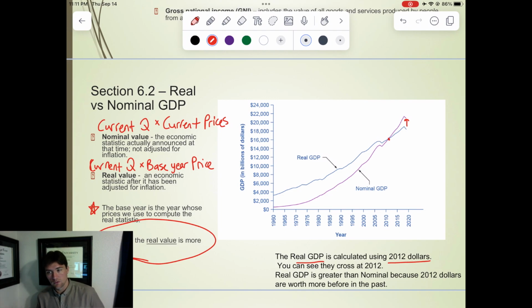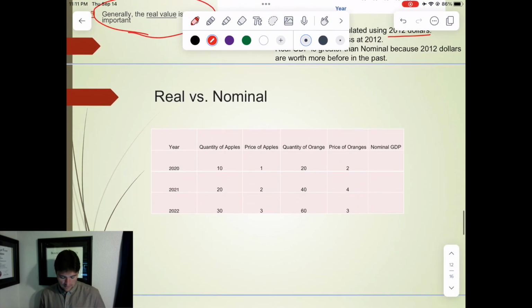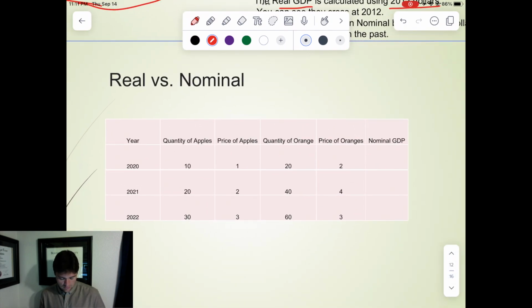If we're trying to focus on economic growth, which is actually producing more stuff, nominal GDP could be very misleading. For example, if we were to calculate nominal GDP, all we're going to do is the current quantity times the current price. So in this case, we're just going to go straight across. You would do 1 times 10 plus 2 times 20, and that should be 50. Now that's the GDP in that year.